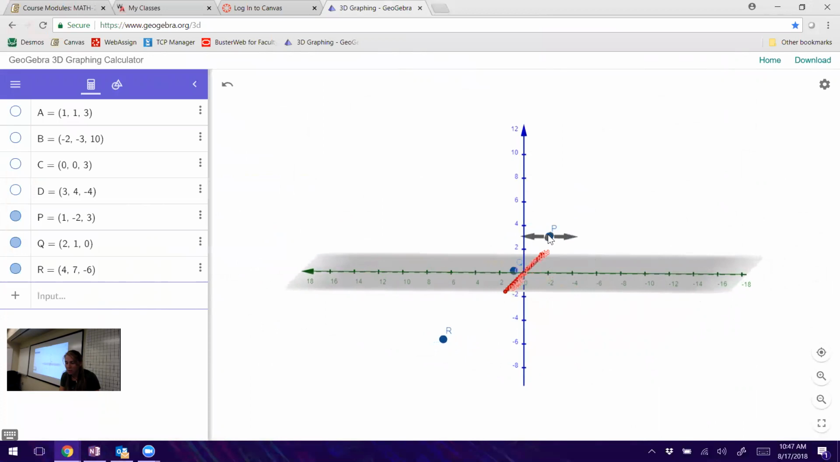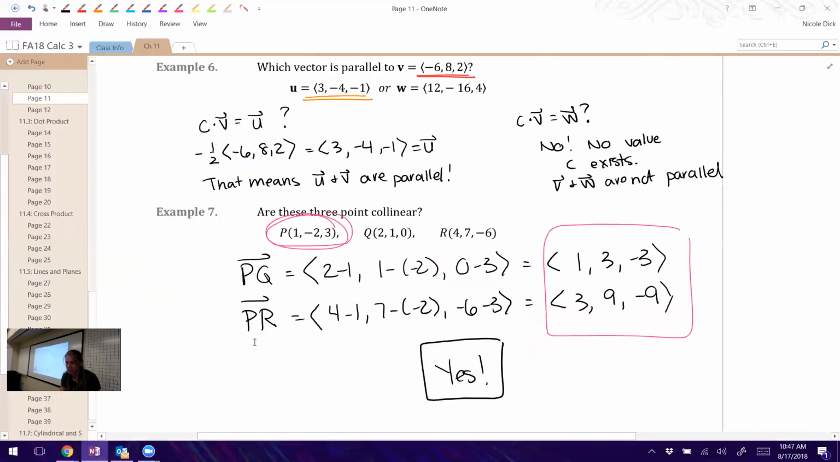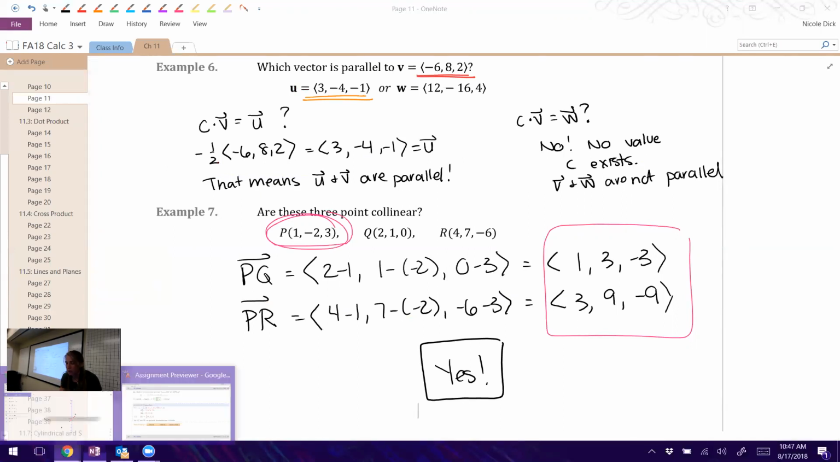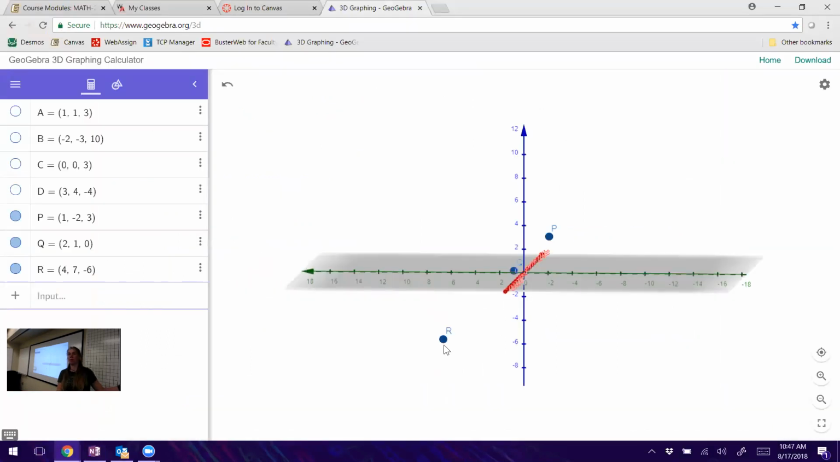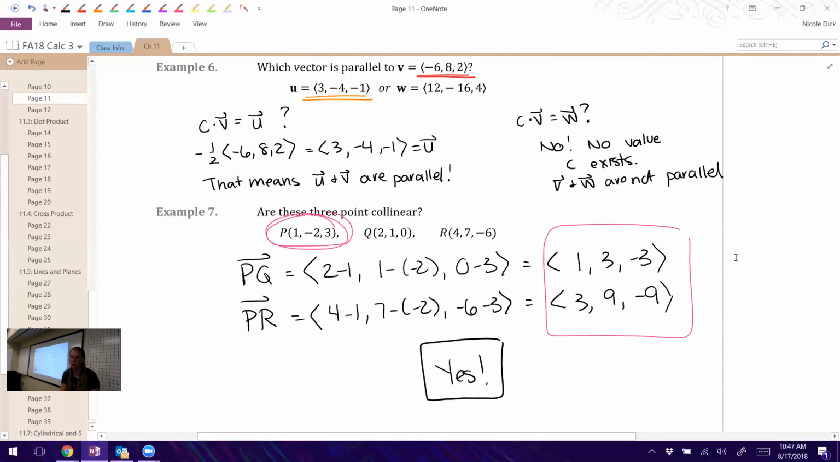So what we checked was if we go from point P to point Q and we make a vector, that vector has a direction or component form of this guy right here, the 1, 3, -3, right? Then we say, okay, let's make another vector that goes from P all the way through that point to R. Since they both have to start at the same point, if the vector PQ and the longer vector PR have the same direction, so if they're scalar multiples, we know that we have to pass through Q to get to R, so we know they're collinear. And that's what we showed here.